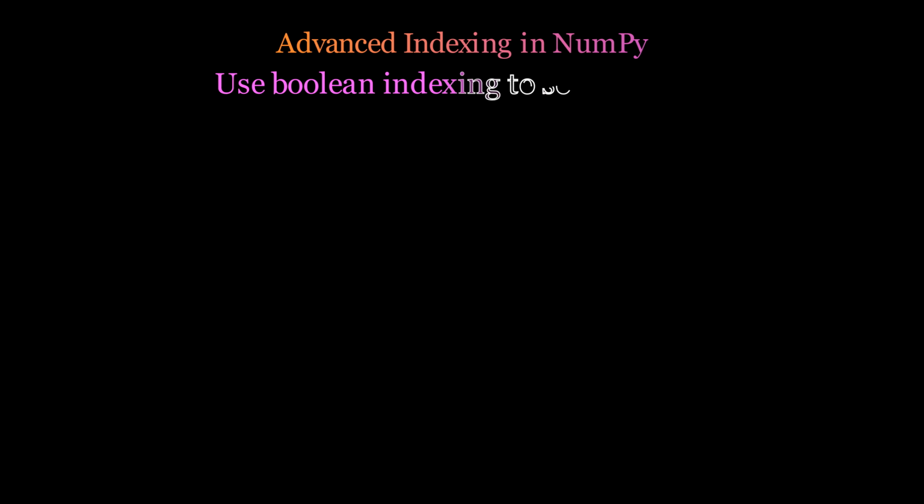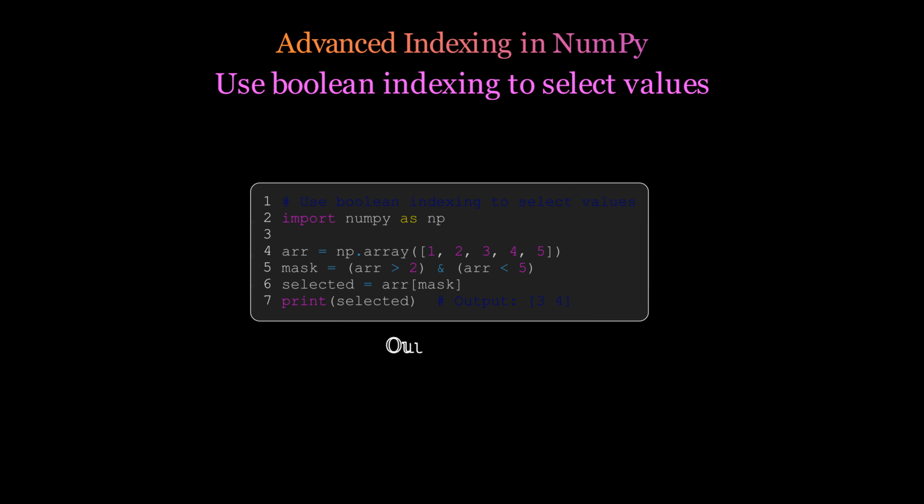We can combine conditions using bitwise operators. This example selects values greater than 2 and less than 5. Note we use & instead of and, with parentheses around each condition. This is crucial for NumPy arrays.